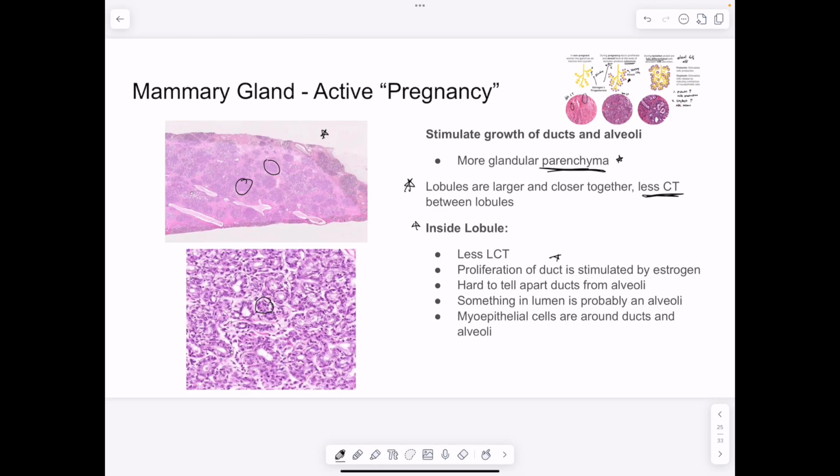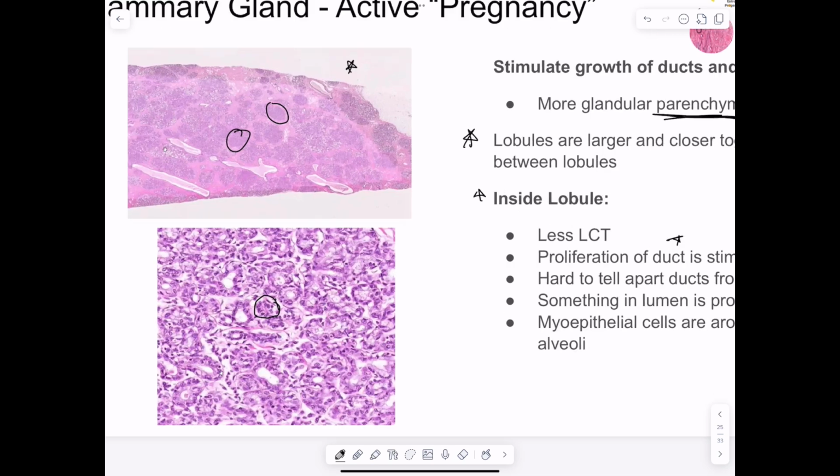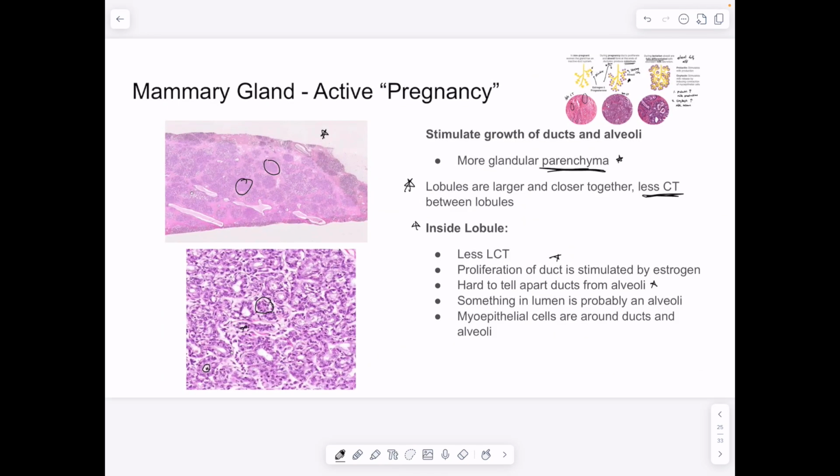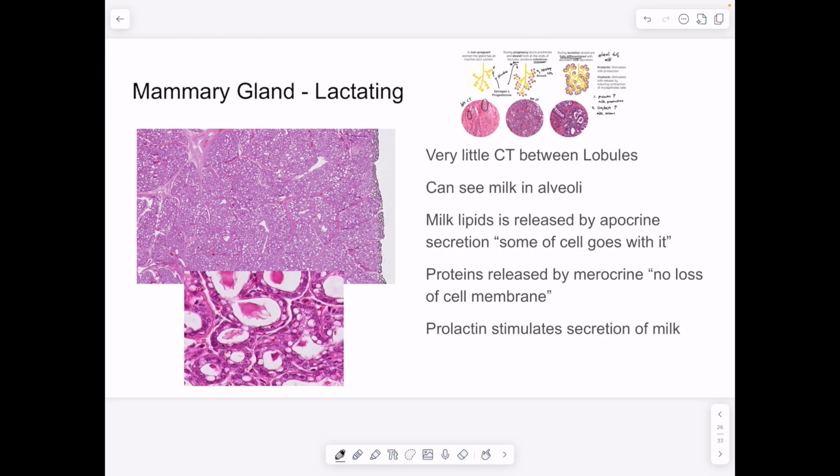It's hard to tell duct versus alveoli, but we were told that you can sometimes see a little bit of milk. So right here, this appears to be some milk. This would be an alveolus. And then again, cuboidal cells for ducts. So simple cuboidal is probably a duct. All right, and then we still have our myoepithelial cells. They respond to the oxytocin.